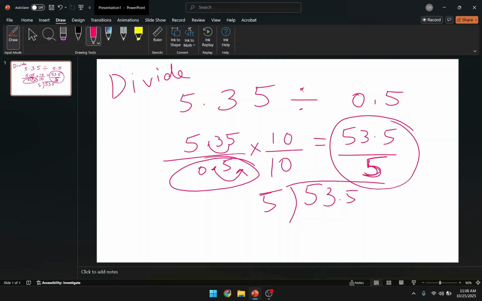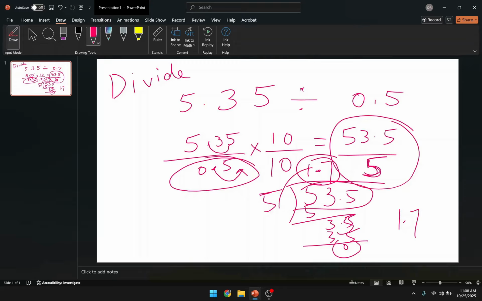Okay, this is plain old division that we know. 5 ones are 5. 3. I have a decimal here, so I put a decimal, right? So I have 35. 5 times 7 is, I know, 35. That's a remainder of 0. So I know 1.7 is the quotient, so 1.7 is the answer. Wait, 5 times 10.7 gives me 53.5. So 10.7.